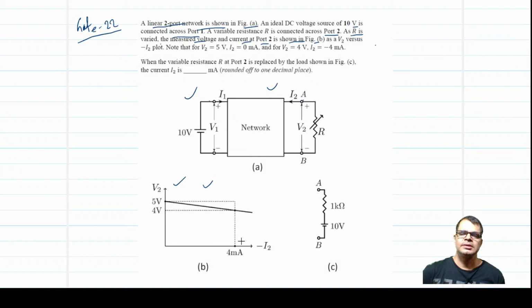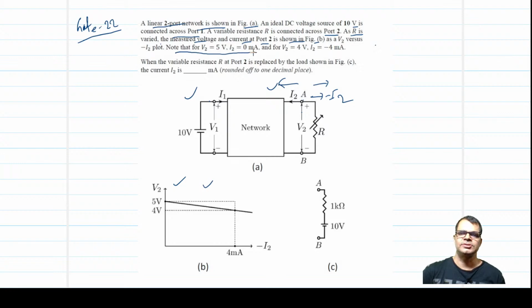That is the plot of V2 versus minus I2. Why minus I2? It shows that the voltage and the current are in this direction. This will be the minus I2 convention. If it is plus I2, this one, then this direction will be minus I2. That is V2 versus minus I2 that they have given.